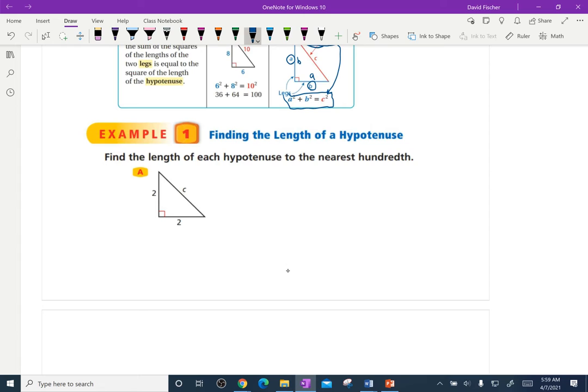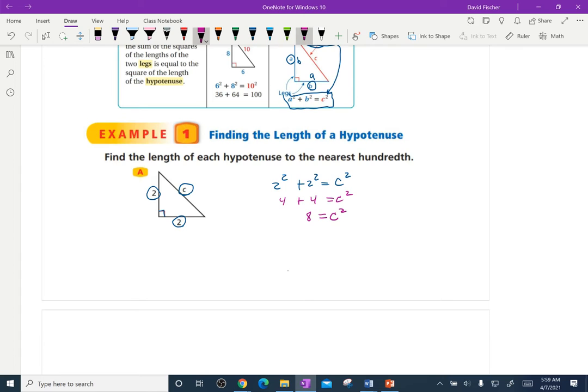As I look at this triangle, this tells me it's a right triangle. And so here's my hypotenuse. And so I'm going to say 2 squared. I want to put that in for my A. This is my B. So plus 2 squared again, that's my B, equals C squared. We need to find a C. So I know 2 squared is 4, plus 2 squared is 4. This is 8.